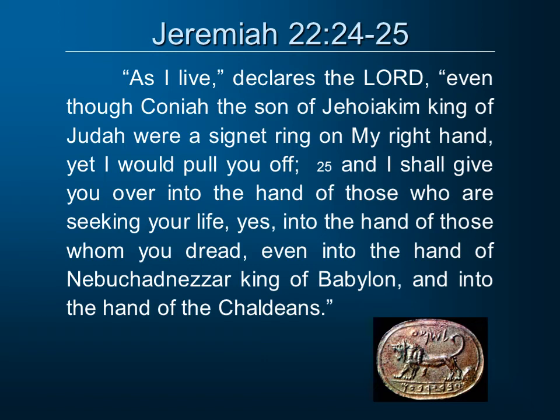Here in Jeremiah 22:24, he's called Coniah. "As I live, declares the Lord, even though Coniah, the son of Jehoiakim, king of Judah, were a signet ring on my right hand, yet I would pull you off, and I shall give you over into the hand of those who are seeking your life, yes, into the hand of those whom you dread, even to the hand of Nebuchadnezzar, king of Babylon, and into the hand of the Chaldeans." And that's going to take place. Jeremiah is giving it as a prophecy. Sure enough, that prophecy was fulfilled. Even if you were a signet ring on my right hand, I would do this. I'd take you off.